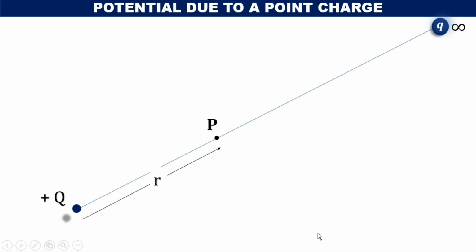Consider a point charge represented as plus Q. This is the source of the electric field. We are going to determine the value of the electric potential at point P, which is placed at a distance r from the source charge. The method is very simple.